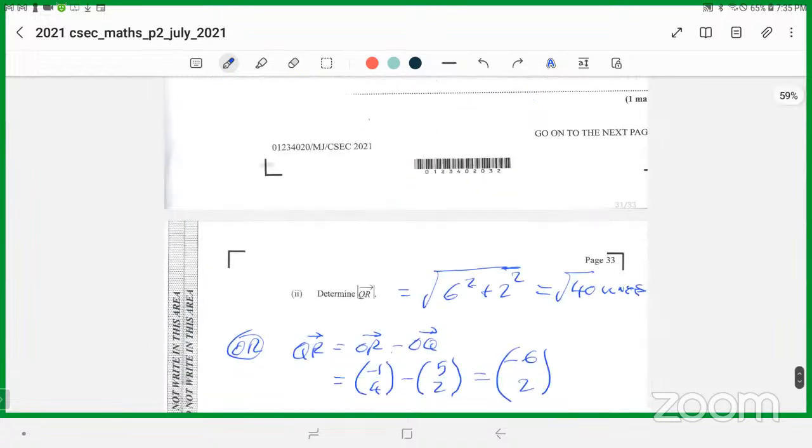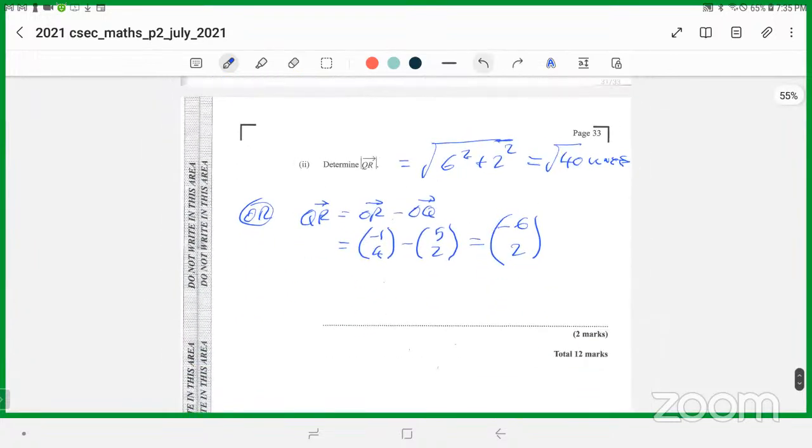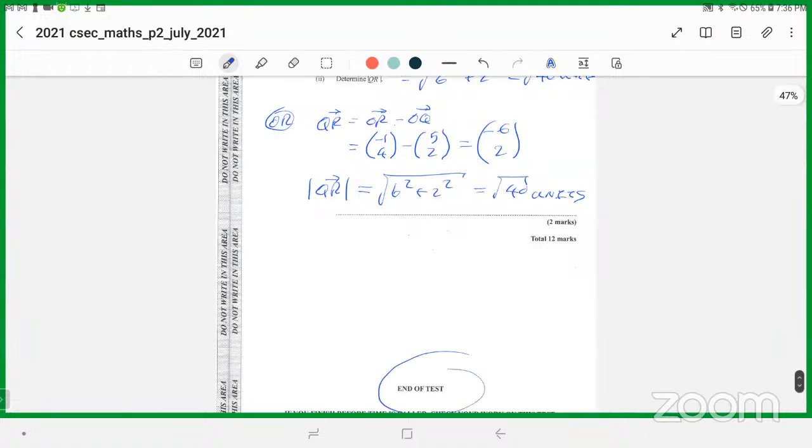And then if you want the modulus now, using these same 2 values, you can write the modulus of QR will be equal to the square root of this value squared, but you don't need the negative because the negative squared is still positive. So you're going to write 6 squared plus 2 squared. Same as what we have here from the diagram, which is still the square root of 40 units. End of this test. And that is that.